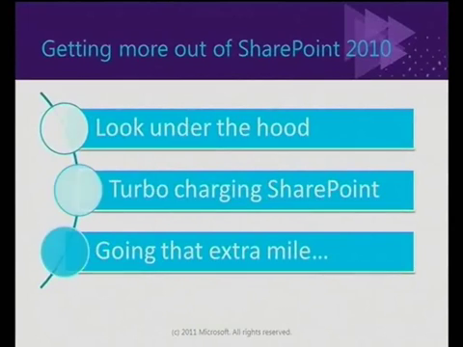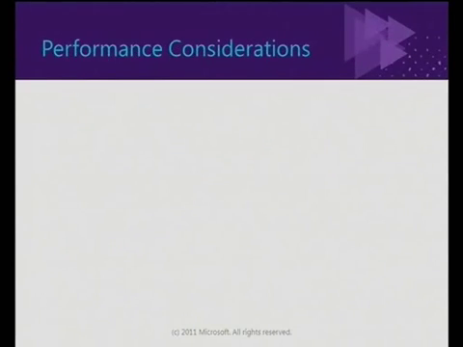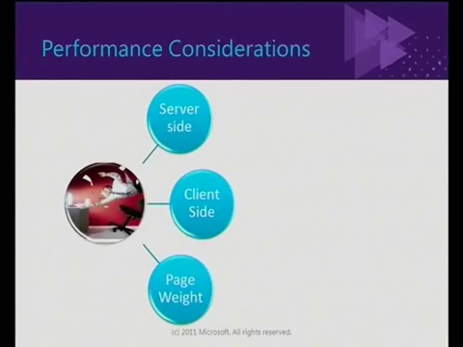All right, so the next thing we're going to look at is going that extra mile. How do we get the reach? How do we target visually impaired people and those with accessibility needs? How do we also scale the solution so we can reach that mass market we're trying to target? Some of the things we need to be considerate of is performance. There are three areas we're going to cover: client side, server side, and page weight. Do you want to look at some server side stuff? I'll look at the client side stuff.